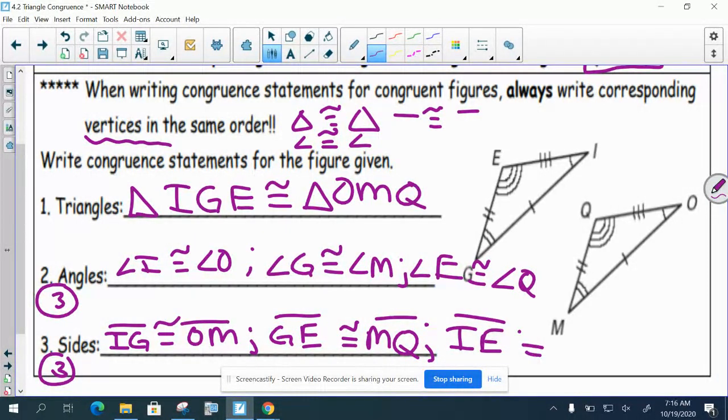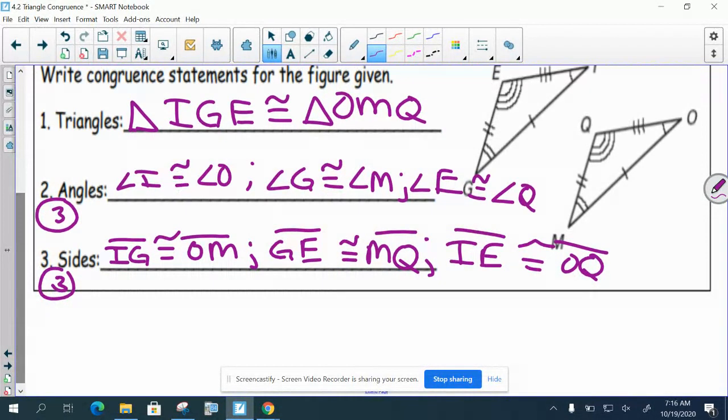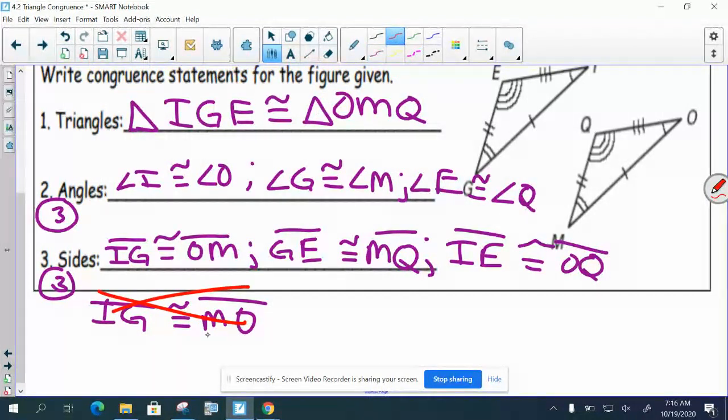IE congruent to OQ. Now you might be wondering, do you have to name it in reverse order, like GI and MO? No, you do not. Those mean the same thing. However, what you don't want to say is, for example, that IG would be congruent to MO. You don't want to say something like that because you're not listing the vertices in corresponding order. So I and M are not congruent, I and O are congruent. So these two should be flip-flopped. Maybe write that down, put an X through it so you remember to not write it like that.